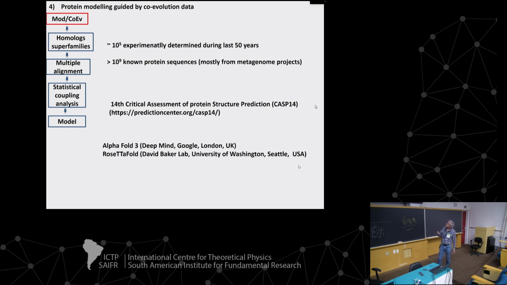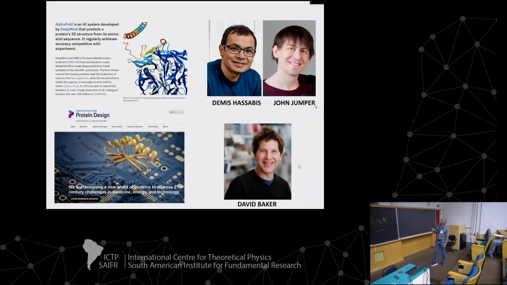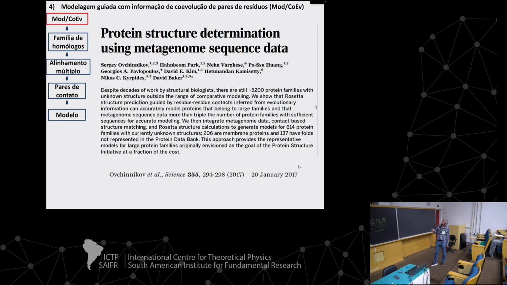So this is David Baker, and this is Demis Hassabis and John Jumper, who worked at Google. These guys did AlphaFold, and these guys did Rosetta and Robetta. They published several papers over the last less than 10 years. This one came out in 2017: protein structure determination using metagenome sequence data.